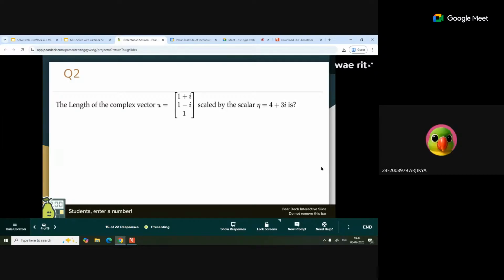Yes, sir. When we write 4 plus 3 iota, that means the distance of the vector in complex space, the distance of the point 4 comma 3i from the origin, right? In complex space, it becomes 4 comma 3. Then converting it to scalar will be the distance of this point 4 plus 3i from the origin, right? I think yes. Correct. That is fine.